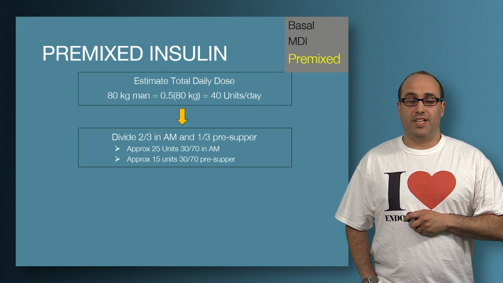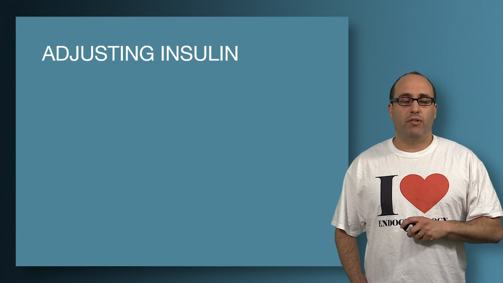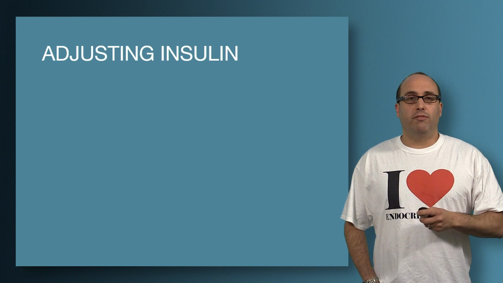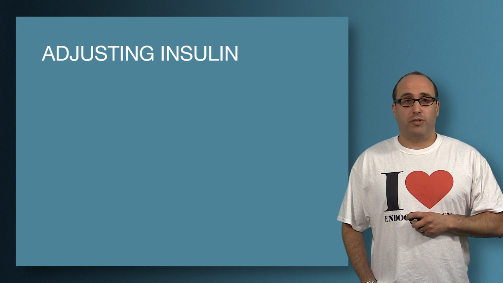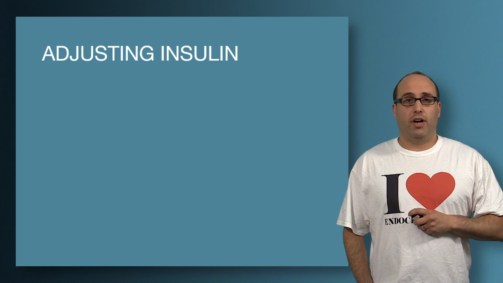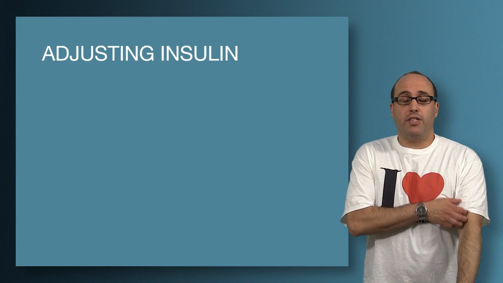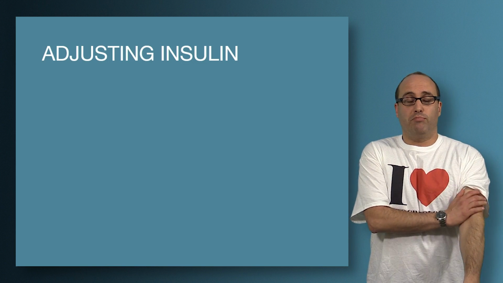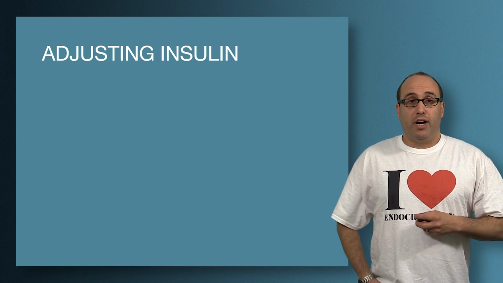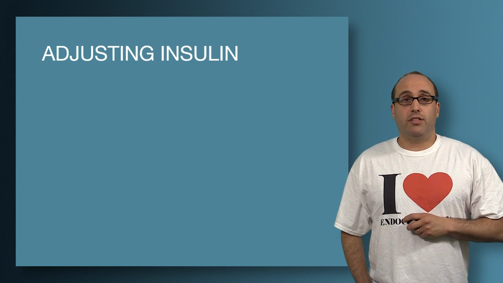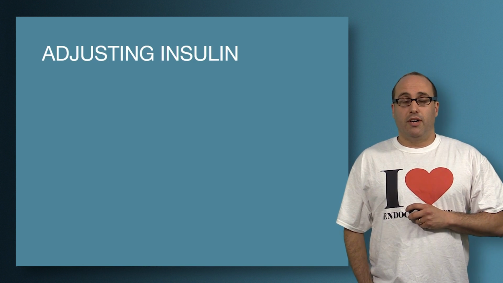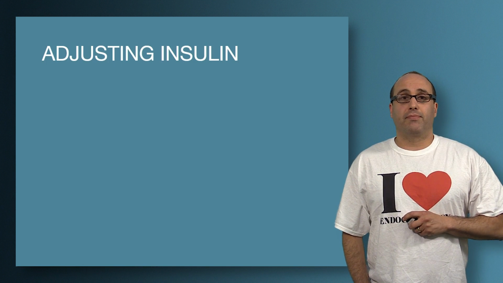30-70 insulin before dinner. One of my teachers once told me that it doesn't matter what dose of insulin you prescribe because it's always going to be wrong at the outset. What's more important is that you prescribe insulin according to the basic principles of basal and bolus. But most of our patients will need to adjust their dose of insulin subsequent to this.